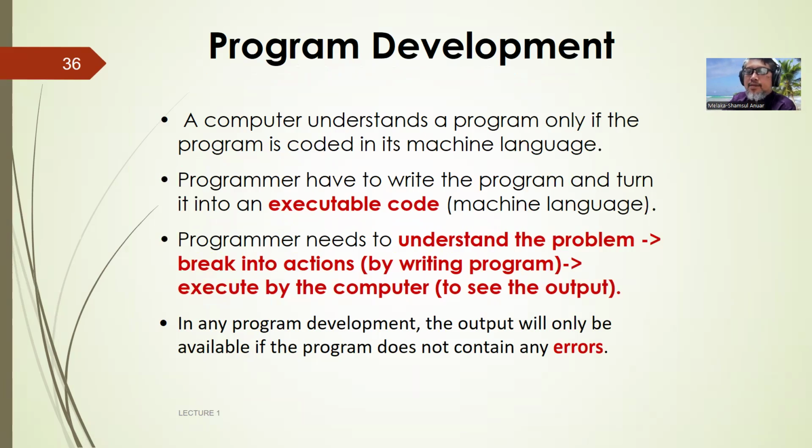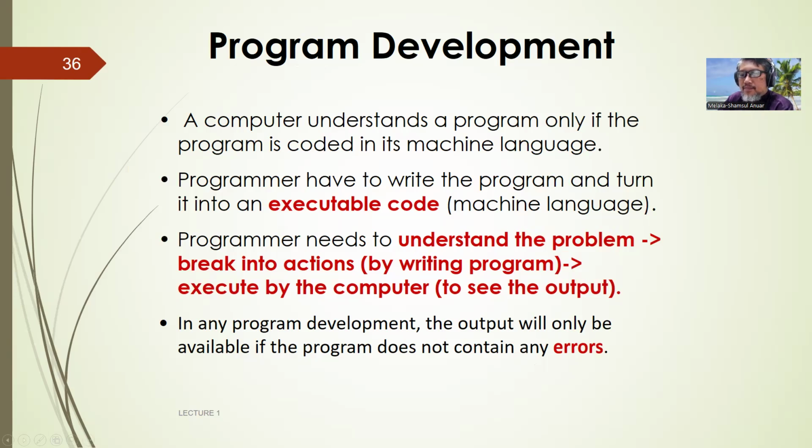A computer understands a program only if the program is coded in its machine language. We have established that. A programmer has to write the program and turn it into executable code, machine language, such as the portable thing that I click when I want to start C++. So that's executable code.